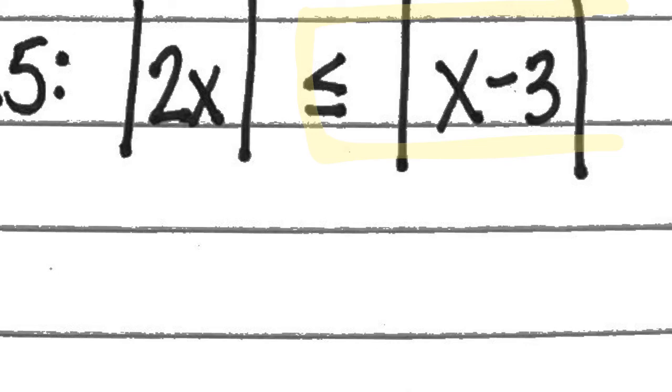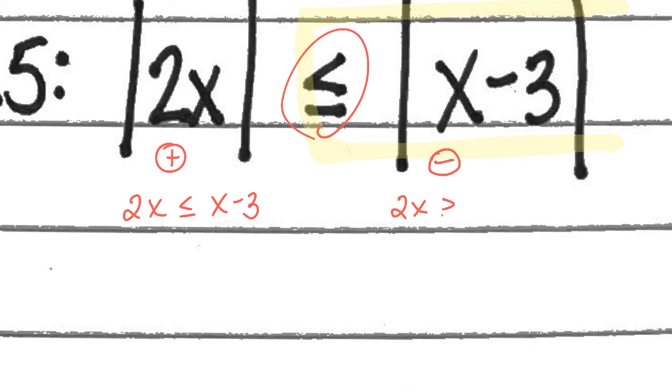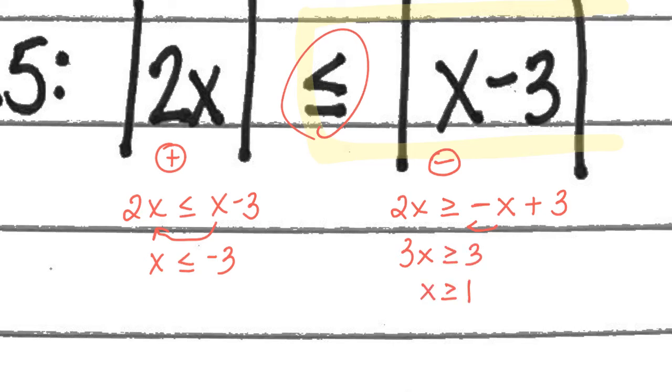So the original, I'm going to write as |2x| is less than or equal to |x - 3|. The new one: 2x, we're going to flip the inequality, greater than or equal to, and we're going to change all the signs, -x and a +3. When we solve on the left side, we're going to subtract x over. x is less than or equal to -3. We're going to add x over. 3x is greater than or equal to 3. x is greater than or equal to 1.